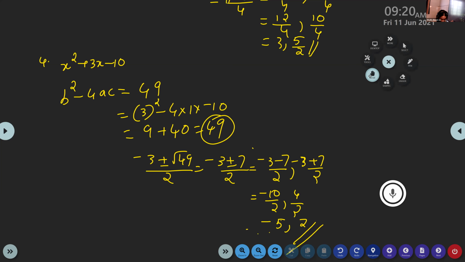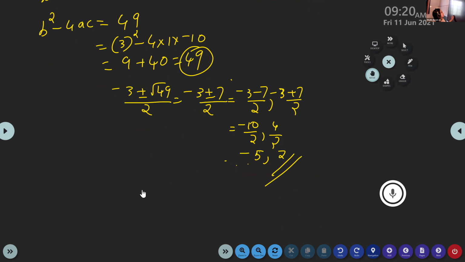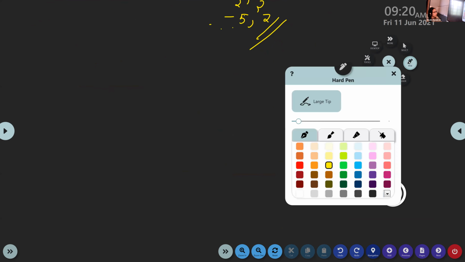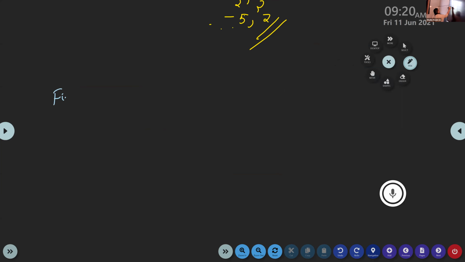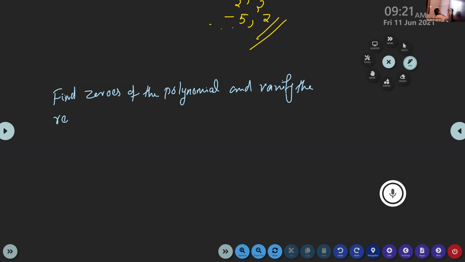Find the zeros of the polynomial and verify the relation between its zeros and coefficients.